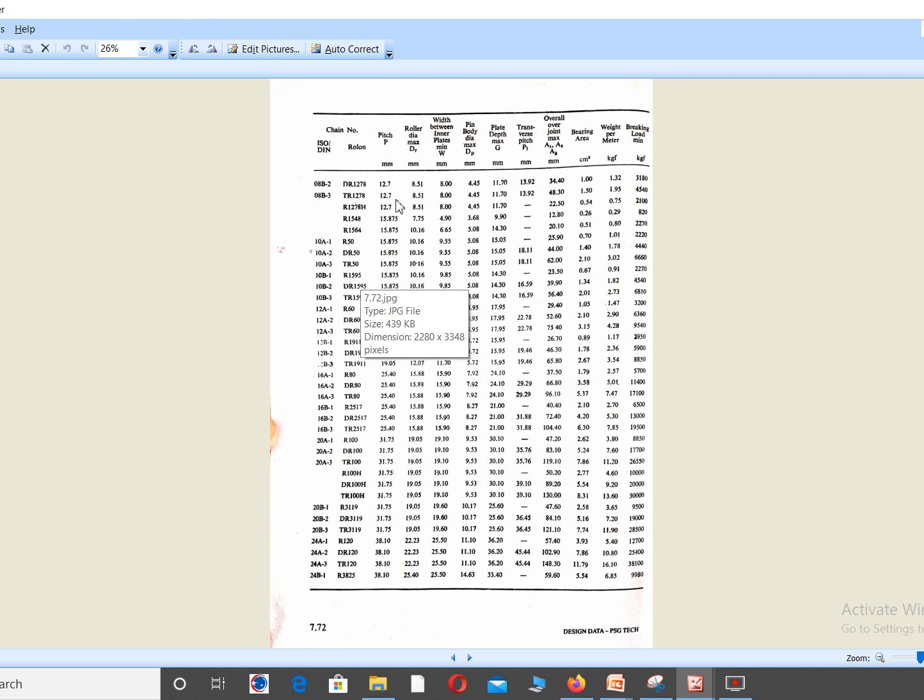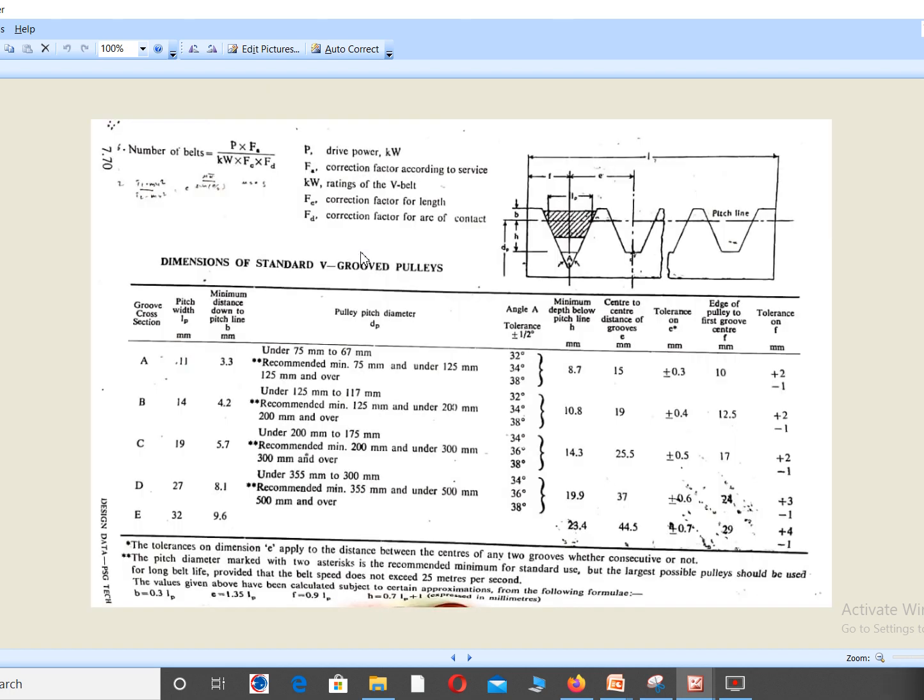the selection should be purely based upon the pitch value. So these are 12.7 values. From here your 15 point value starts. So we have selected the 15 point value, right? As I said, we will be selecting duplex chains. DR actually represents duplex chain. No need for any confusion.